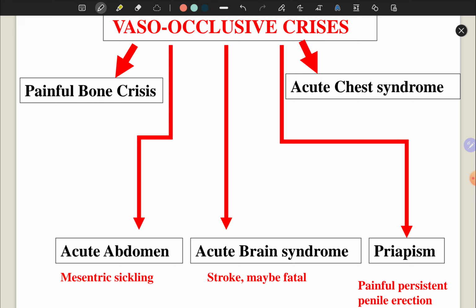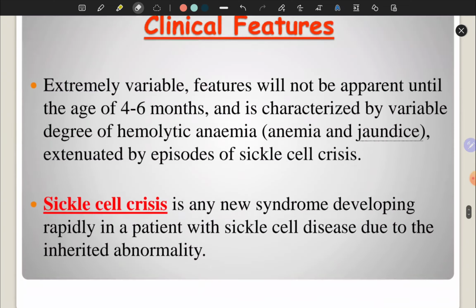It could happen in the bone, the small bones of the hand and the foot. It could be, for example, in the long bone. Acute abdomen, because there's mesenteric sickling or occlusion. It could be acute brain syndrome, which simulates a stroke, very fatal, and one of the grave complications. Acute chest syndrome, again occlusion of the respiratory organ, the pulmonary capillaries, everywhere. Some of the complications are not present here, but imagine that this occlusion can happen anywhere.